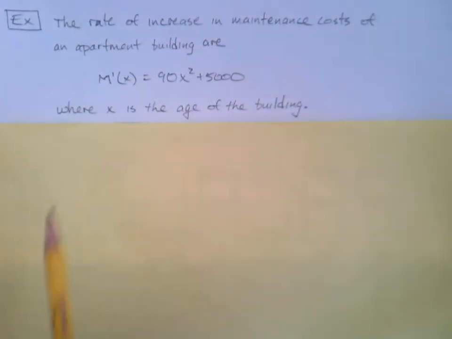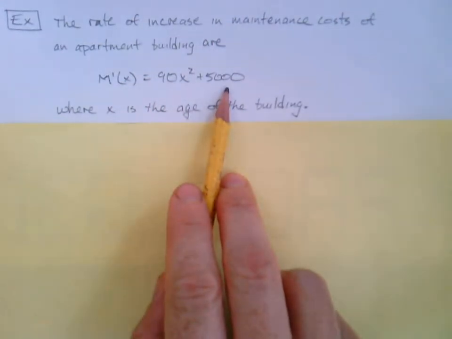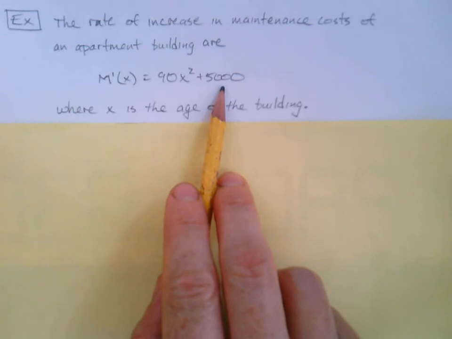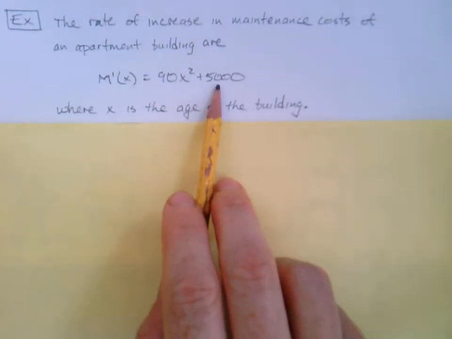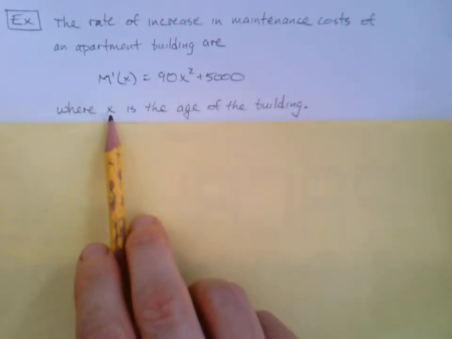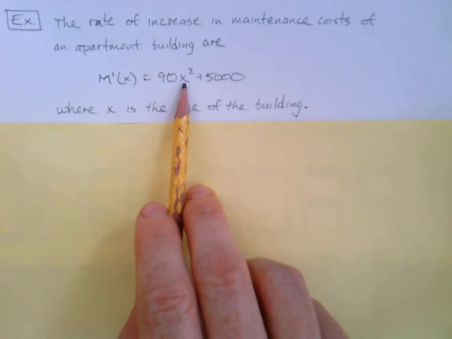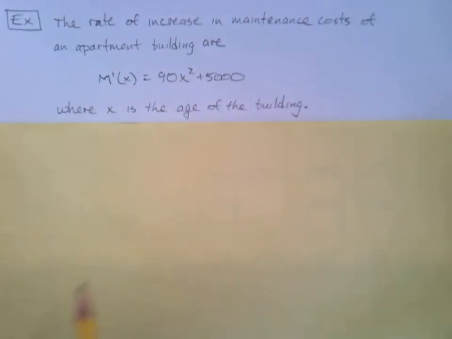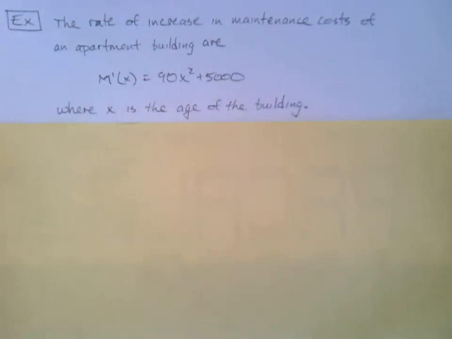At first, just ponder this for a moment. When the building is brand new, x is 0, and say we're paying $5,000 per year. After 1 year, how much are we paying? 1 year later, it's 5,090. Things are starting to break a little bit more, getting a little bit more expensive. It's only getting more expensive as time goes by. So that's the rate of increase.